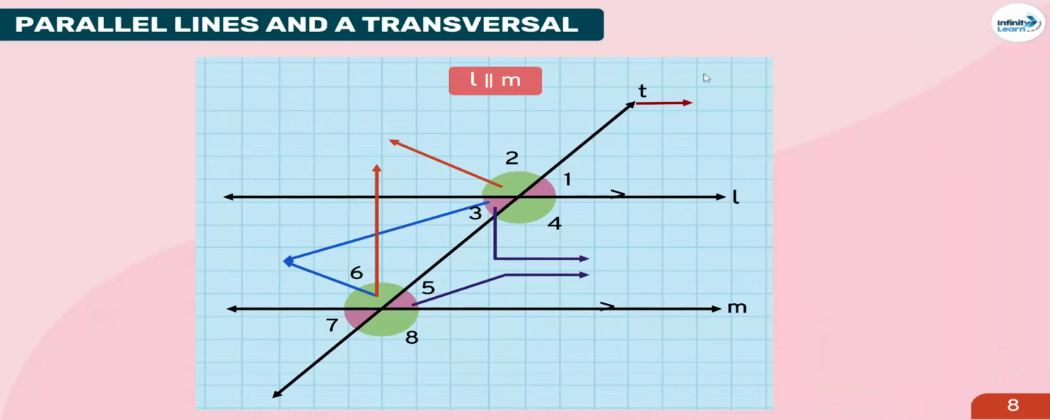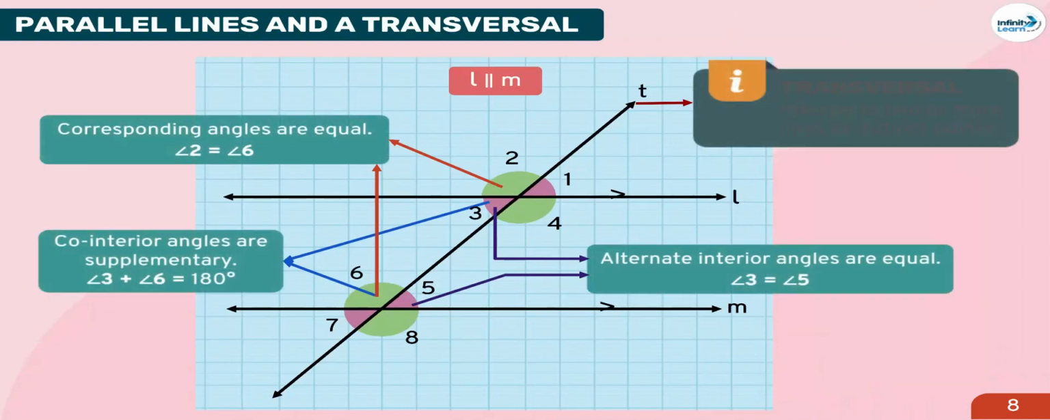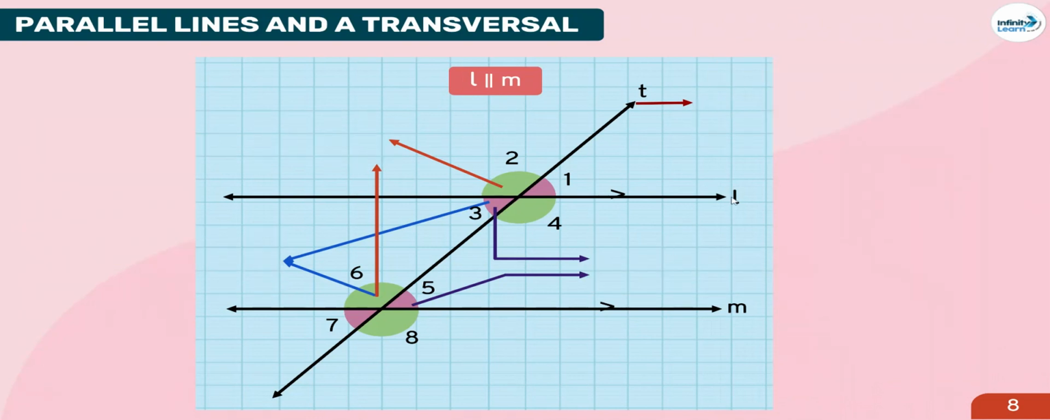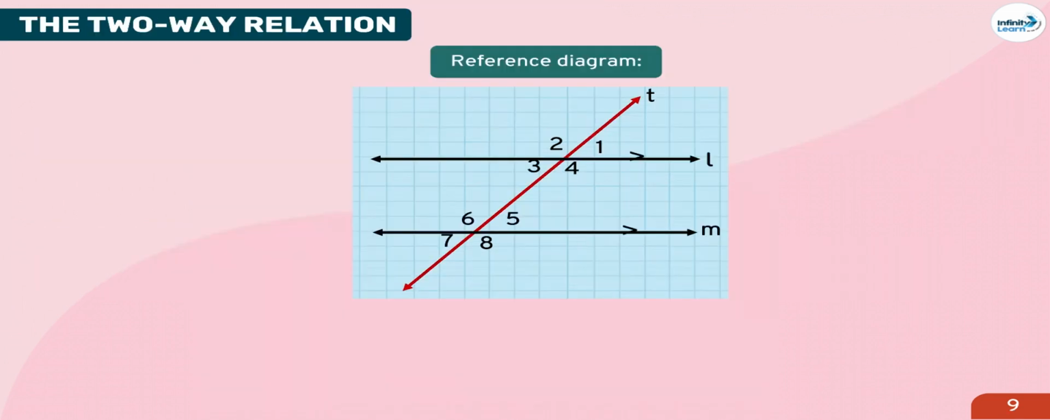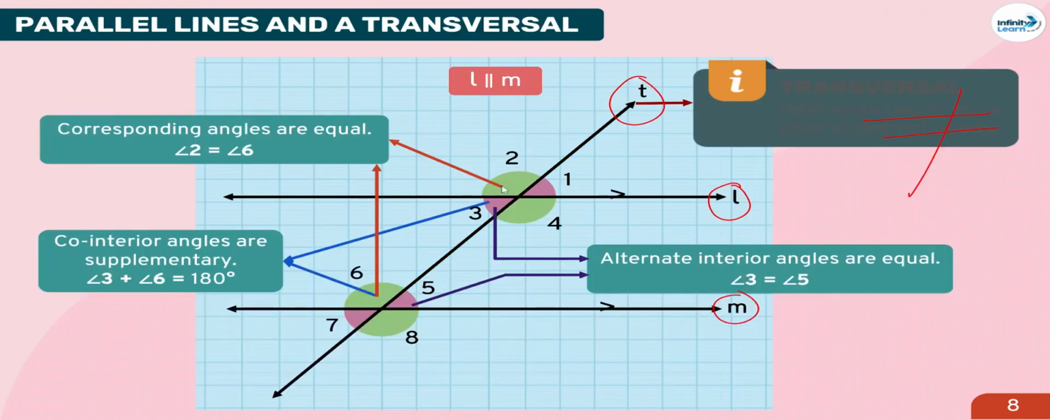Now, parallel lines and transversal line, we are going to see each and everything. ठीक है? Line L is parallel to line M and this is the transversal. Two lines are parallel and one line intersecting them is known as a transversal. Now talking about the various angles. Angle 2 and angle 6 are corresponding angles. Angle 3 and angle 6, the sum of co-interior angles is 180. Yes or no? We are already aware of this.